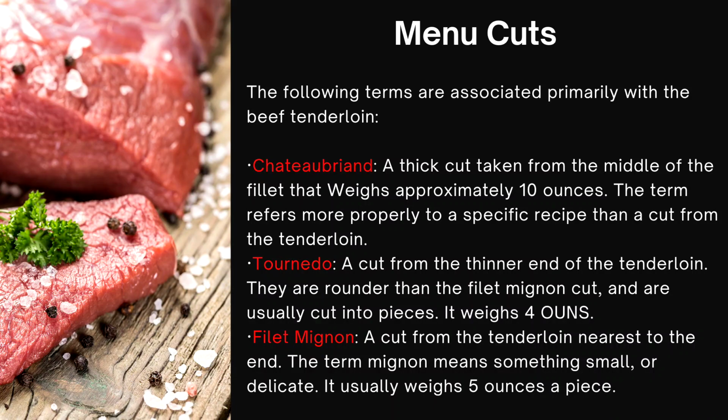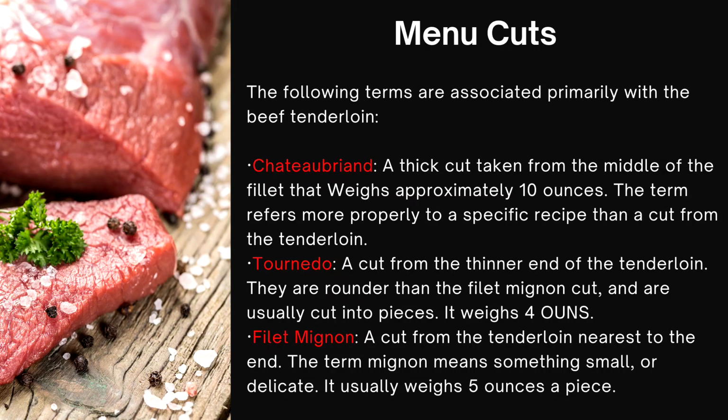The term refers more properly to a specific recipe than a cut from the tenderloin. Chateaubriand is a traditional dish that comprises a large center-cut tenderloin fillet cooked between two smaller meat pieces that are discarded after cooking. This is the most delicious, delicate beef roast, and this dish is ideal for special events and holidays with mild, delicate beef flavor and exceptional tenderness.